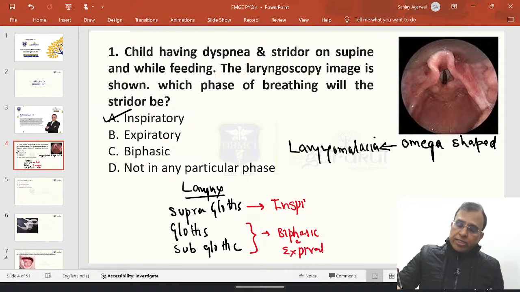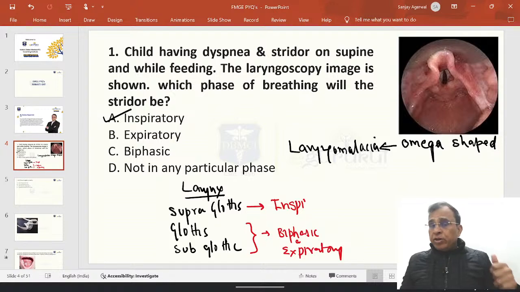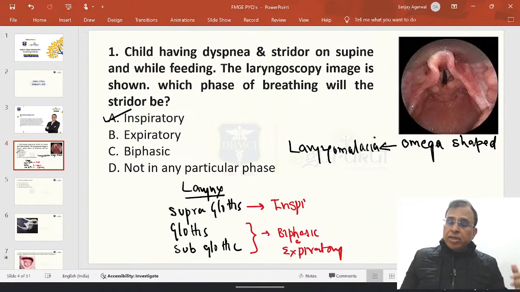Now as we have already seen, laryngomalacia is an epiglottic problem, there is an omega-shaped epiglottis, and epiglottis belongs to the supraglottis. So this is a supraglottic problem, and that's why it will have inspiratory stridor.